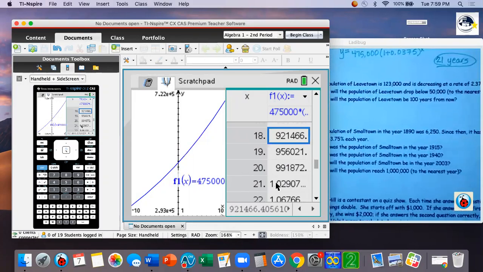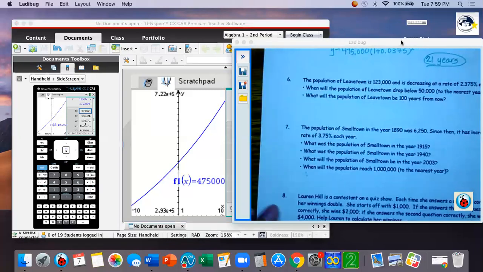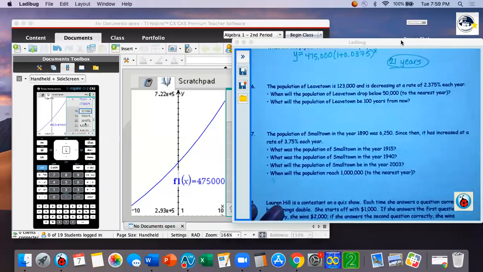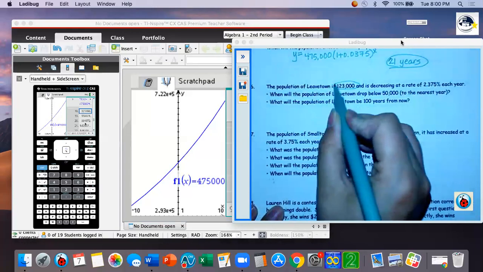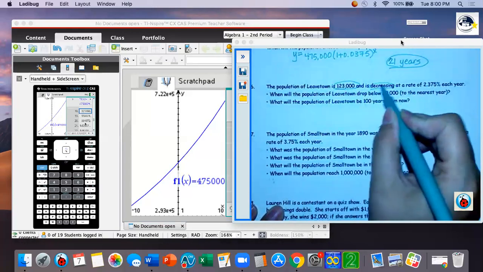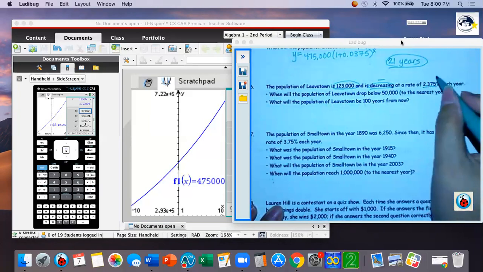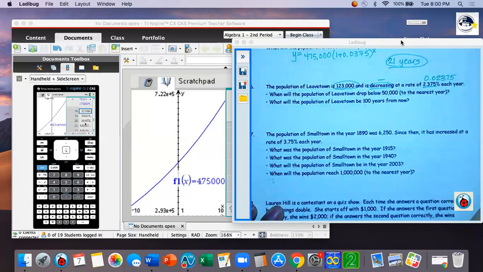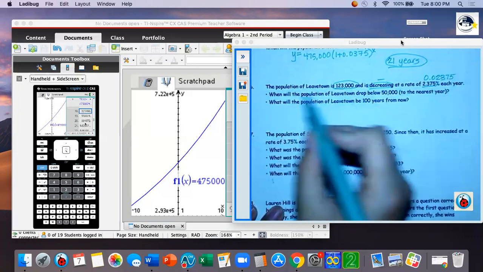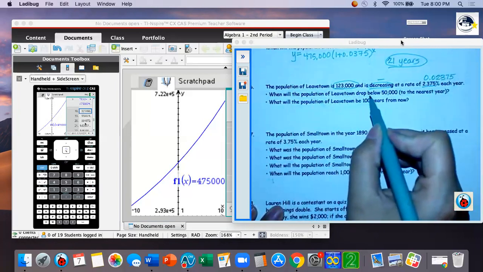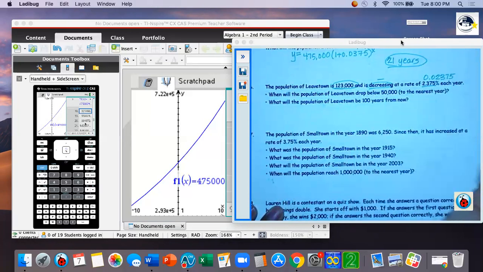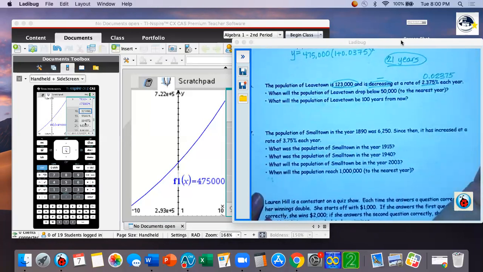So the next one, we're going to do the same thing. So let's look at the next question and let's write our equation. So the population is 123,000. It's decreasing, so I'm subtracting at a rate of 2.375%. So I have 0.02375. And then we want to know when the population of Levittown will drop below 50,000. So we want to know when it goes below 50,000.